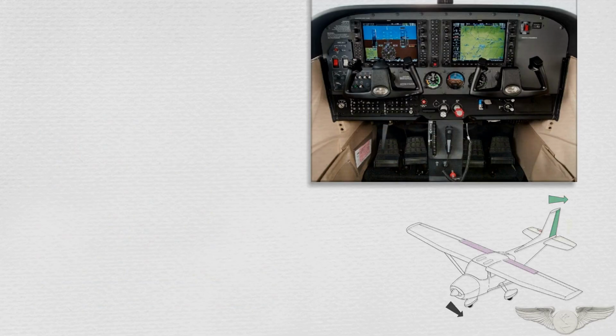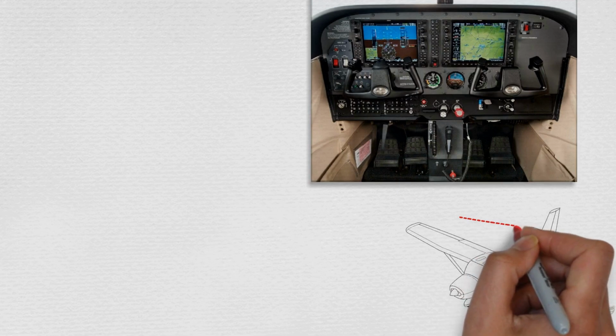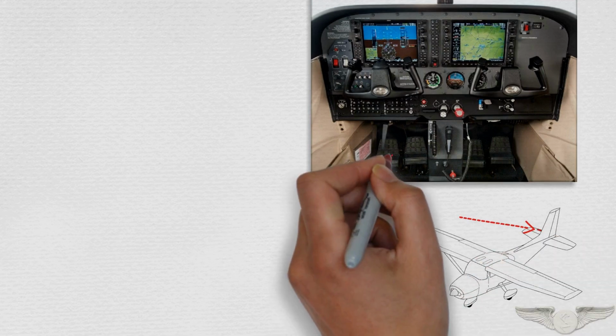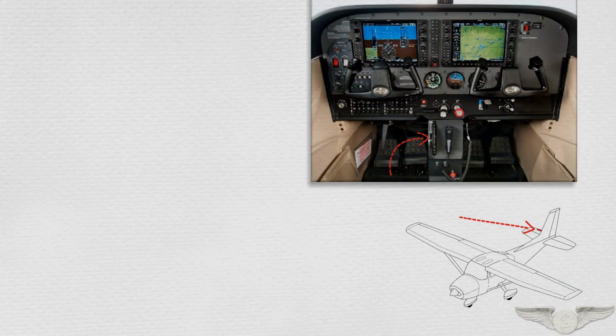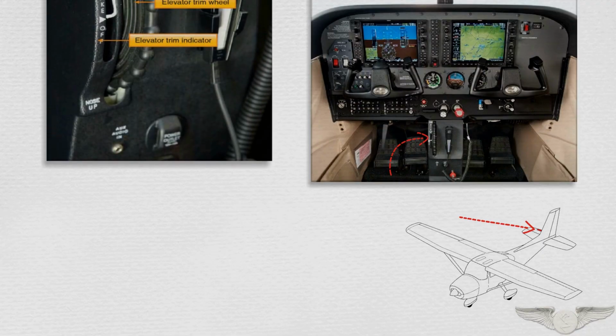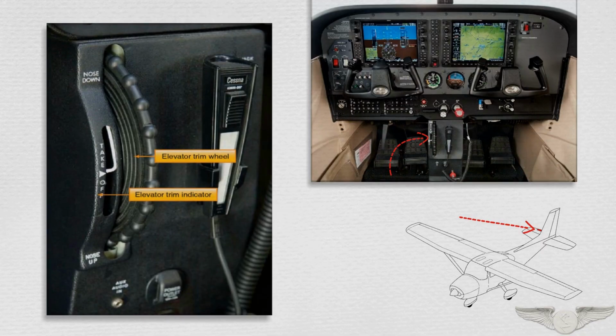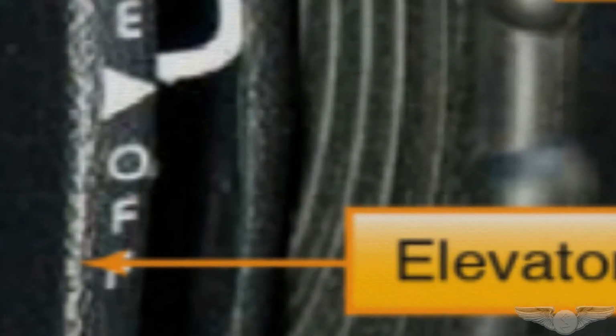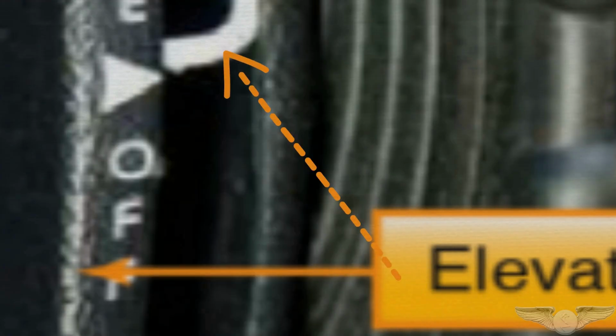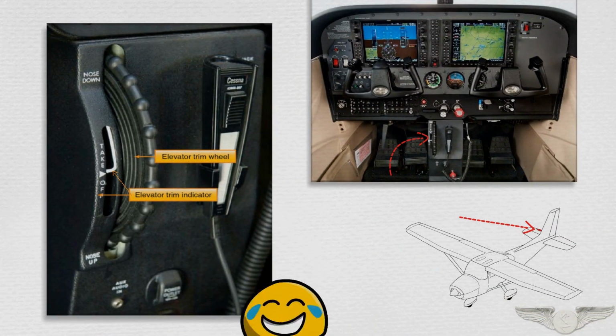Now the secondary flight controls. The first being trim. This is the trim wheel on the Cessna. When we take a closer look, you can see that we have the actual elevator trim wheel, which is what you use to control the trim, and we also have the elevator trim indicator. A better depiction would be if this arrow pointed here, but you get what you pay for, and sometimes FAA diagrams are not the best.